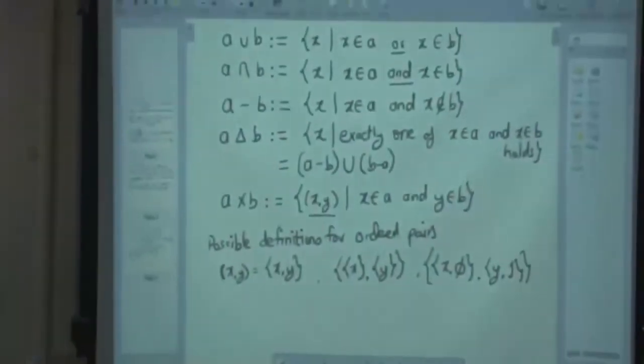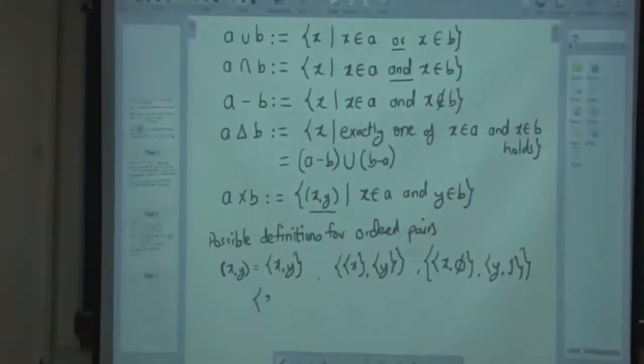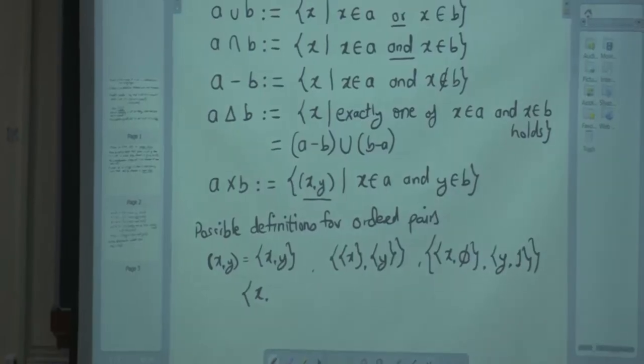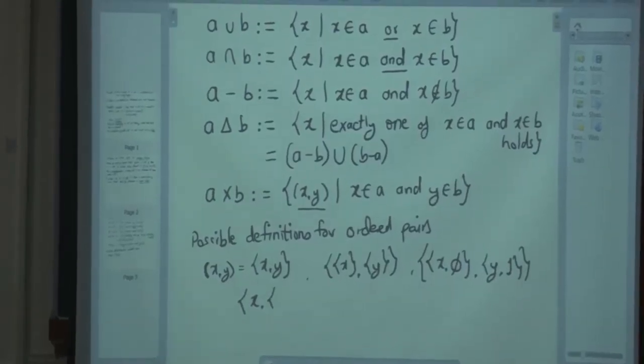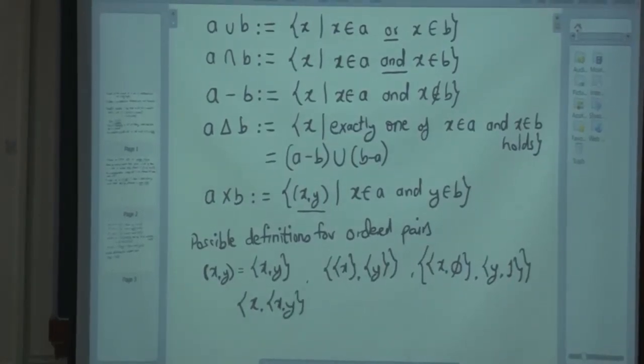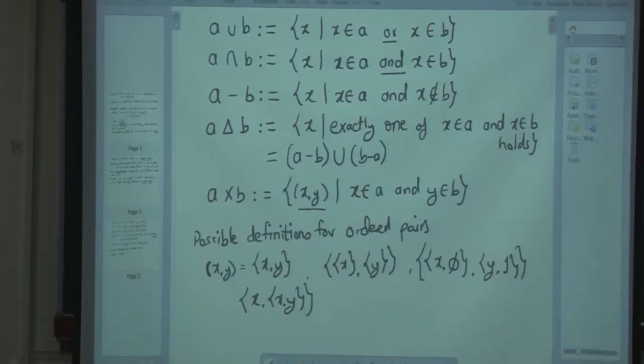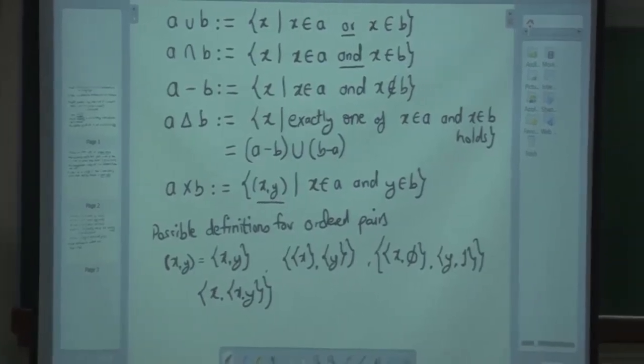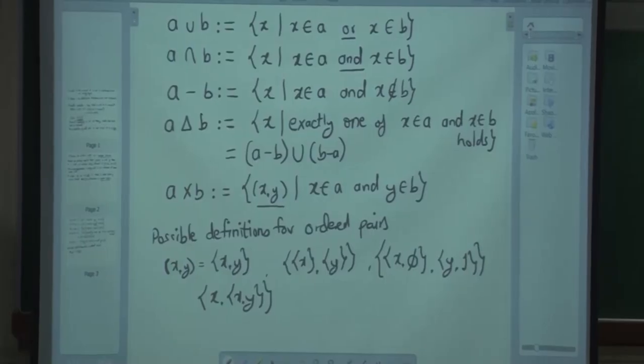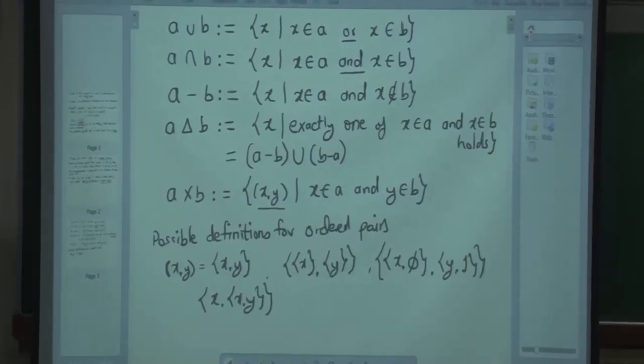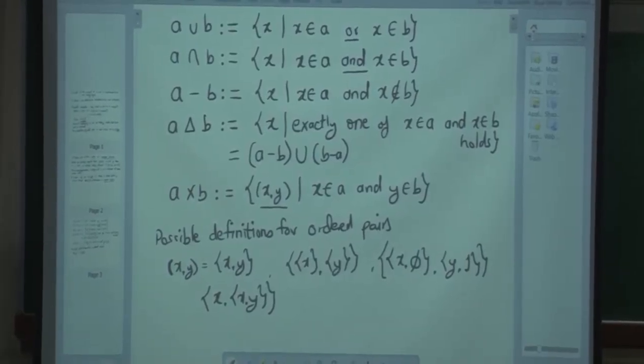Any other idea? Yes. You can take a set with two elements, one being x, and the second being the set containing x and y. One is x, and the second containing x and y. Will this work? There don't seem to be any objections, not that we are in a court.